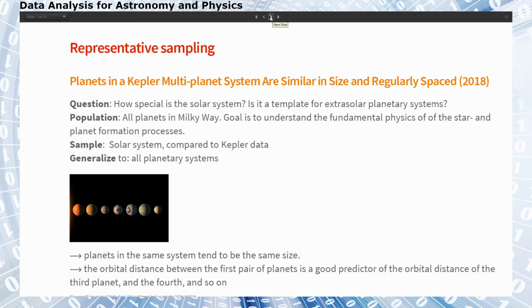Connecting this to the solar system shows that the solar system seems to be different from the Kepler sample. So, for example, looking at the planet size, we see that the solar system has some differences in the individual planet sizes. So this could have a couple of reasons. For example, that the Kepler sample is not necessarily representative for all, or that the solar system is not a representative planetary system.